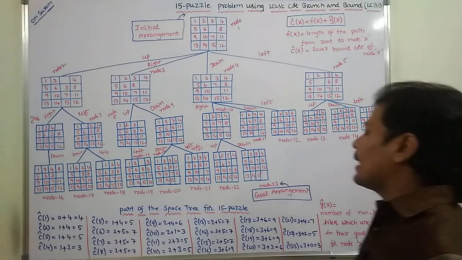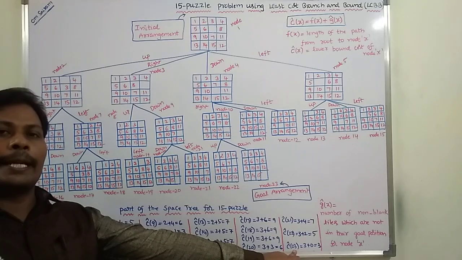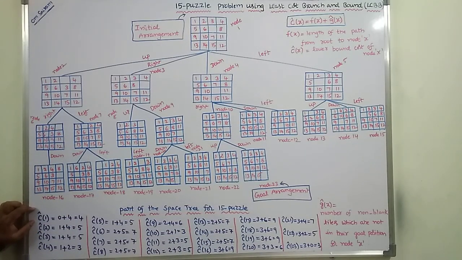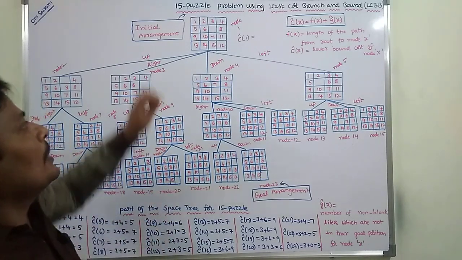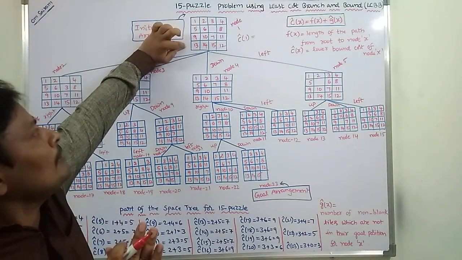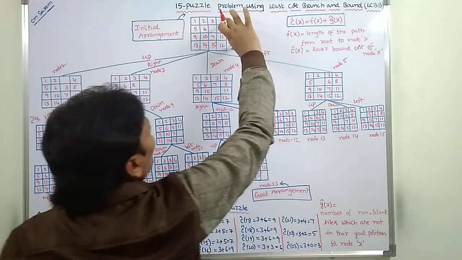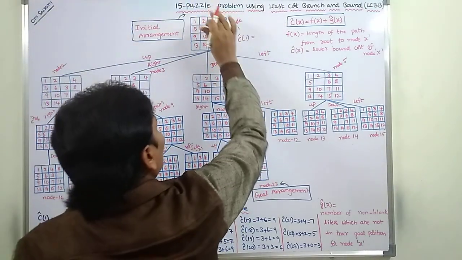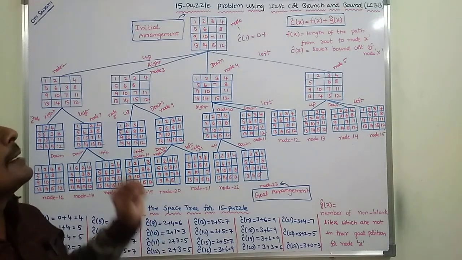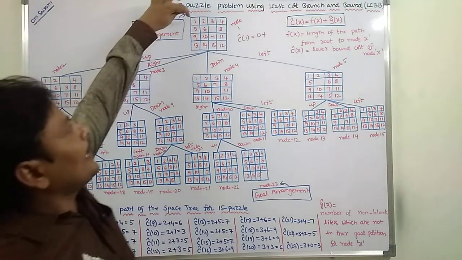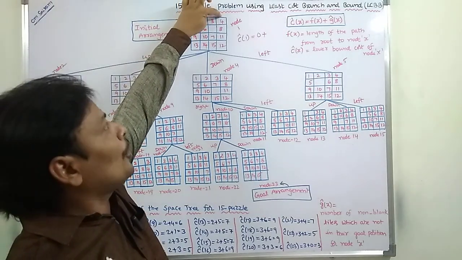Now, how are we calculating these costs? C cap of 1, c cap of 2, up to c cap of 23. First, c cap of 1. c cap of 1 is equal to f of x, the length of the path from the root node to node x. What is the length of the path from the root node to node x? The root node is the same as node x, so that is 0. Plus how many tiles are not in their goal position? 1, it is in its goal position. 2, it is already there. 3, it is already in its goal position. 4, it is already there.